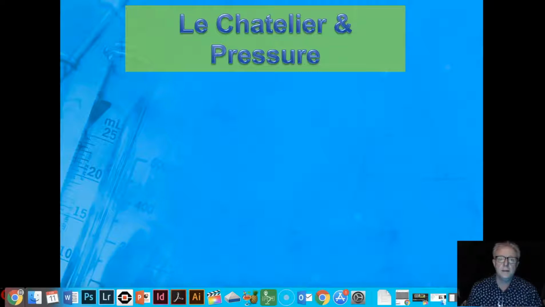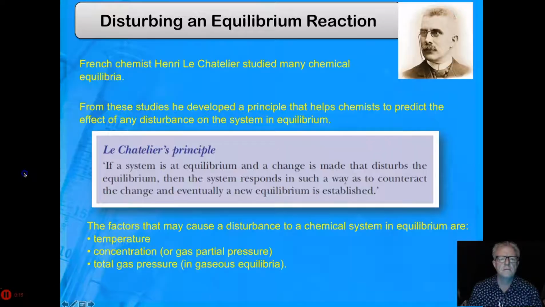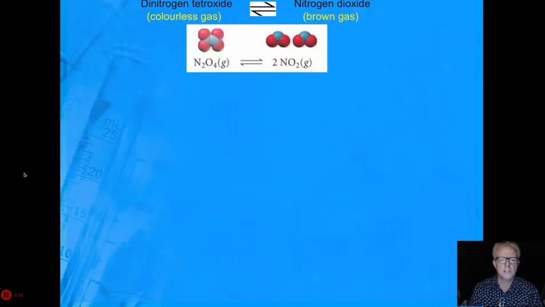Le Chatelier and pressure. Okay, so now we're talking about pressure and Le Chatelier's principle. The concept of Le Chatelier's principle is, of course, recognized for Henri Le Chatelier. He basically said that when an equilibrium system is perturbed or changed by some particular factor, then that equilibrium system will move in a direction to minimize the change. Sometimes Le Chatelier's principle is referred to as the LCP, Le Chatelier principle, right? So let's check out what happens if we change pressure.